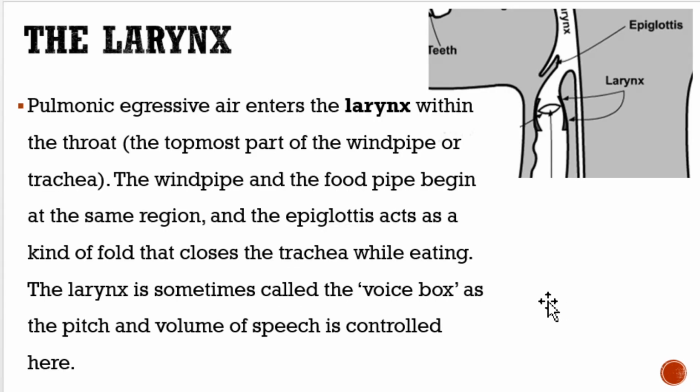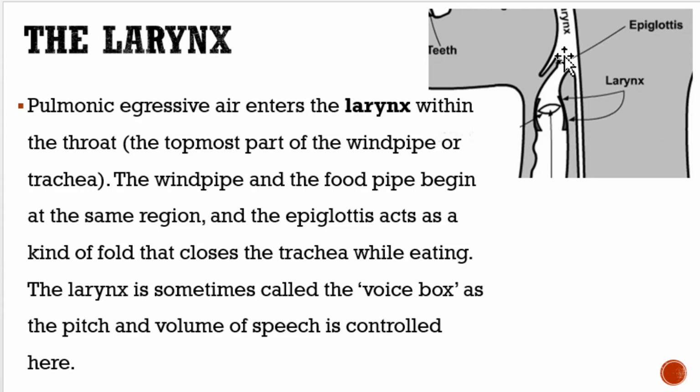So we look at the larynx first. Pulmonic egressive air, that is air from the lungs, comes out and enters the larynx within the throat. So the larynx is located within our throat. And the larynx is the topmost part of the windpipe or trachea. The trachea is this pipe that goes until the lungs, and its topmost part is called the larynx. And the windpipe and food pipe begin at the same region.